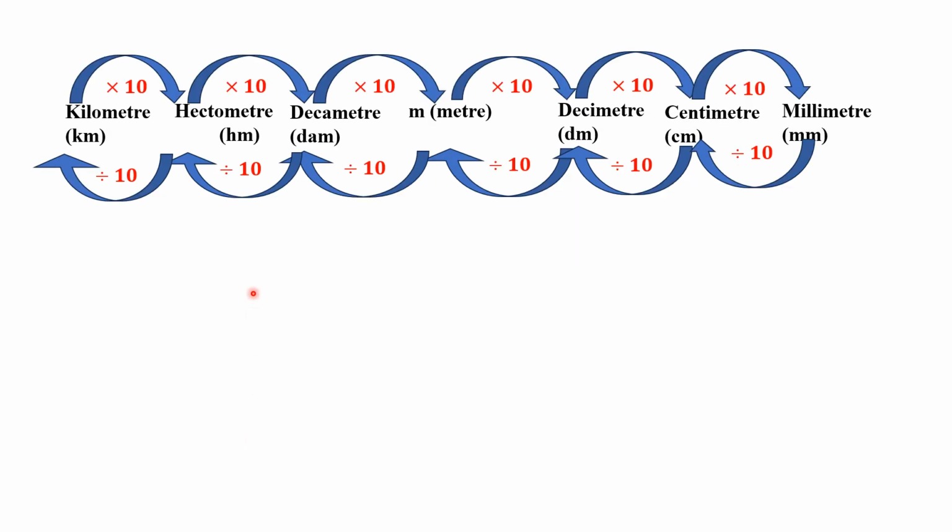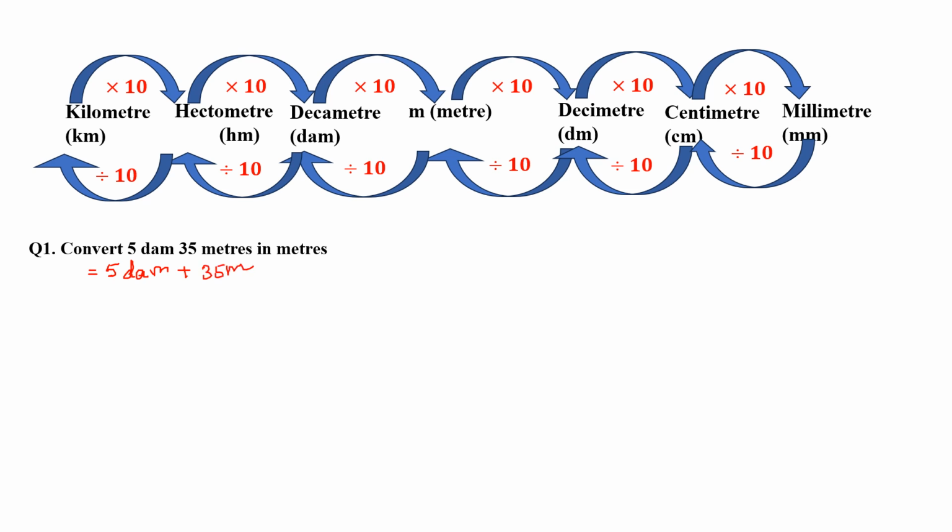Now let's do some more questions based on measurement of length. So now this is the first question. I have to convert 5 decameter 35 meter in meters. So if you see here, 35 meter is already in meter. So you have to just convert 5 decameter to meter and then add 35 meter to that. So I can write this as 5 decameter plus 35 meter, isn't it?